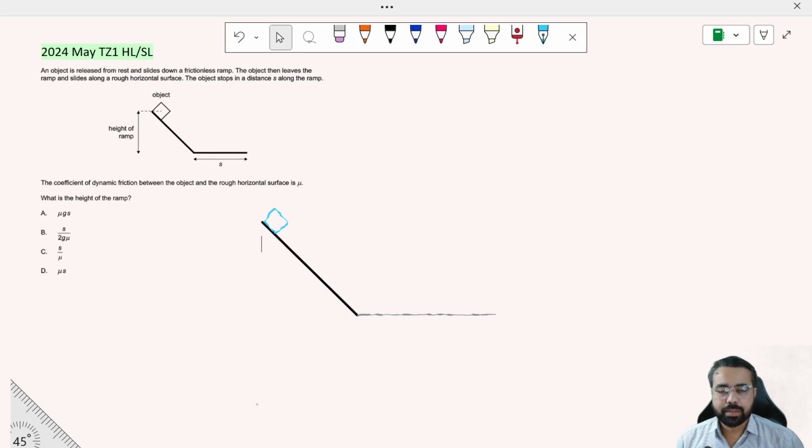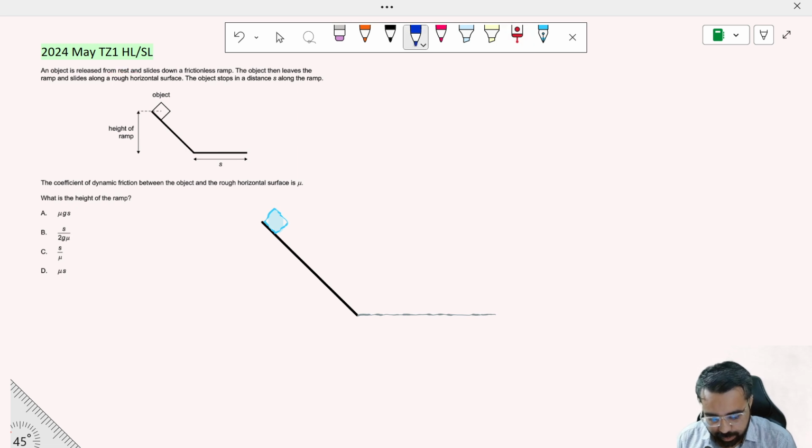This question is about the energy and forces taken from the 2024 May exam. And you see in this question an object that is placed over a smooth, frictionless surface, will gain some velocity when you release it from rest.